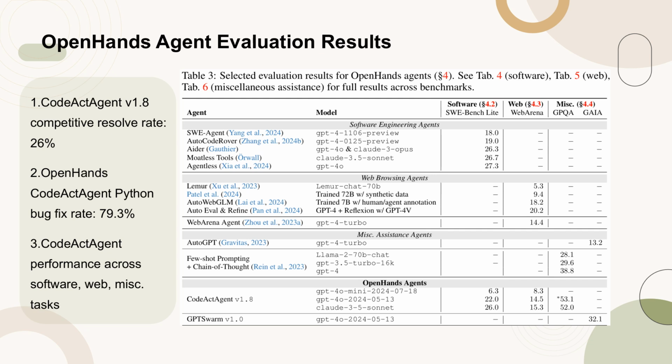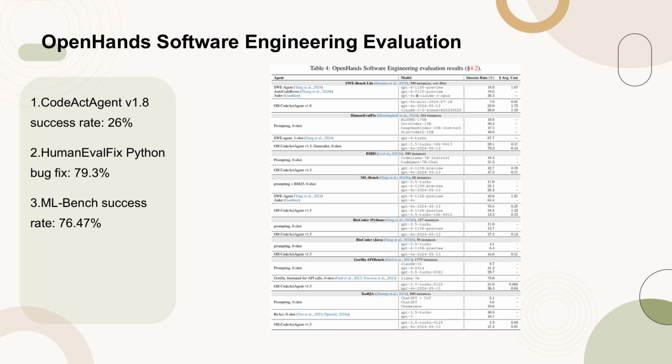Table 4 presents the evaluation results of OpenHands agents in software engineering tasks. Key highlights include the Kodak agent version 1.8 achieving a 26% success rate on the SWBench Lite, fixing 79.3% of Python bugs in Muennighoff, and a 76.47% success rate on MLbench. These results demonstrate the agent's capability in handling diverse software engineering challenges.